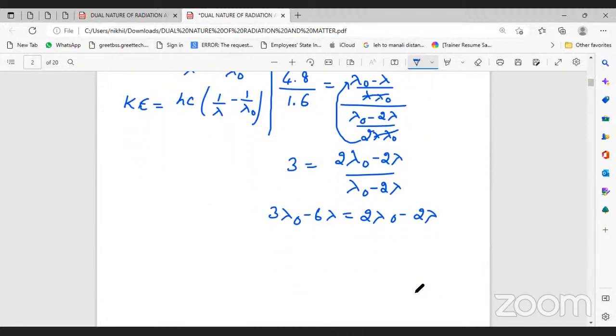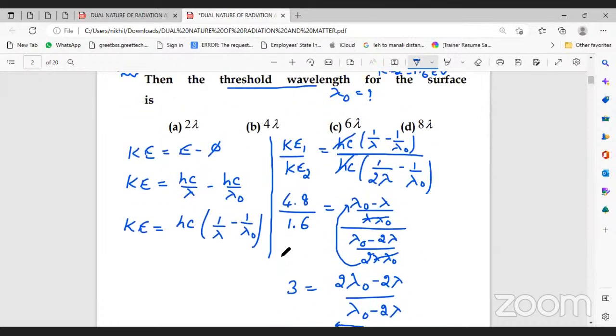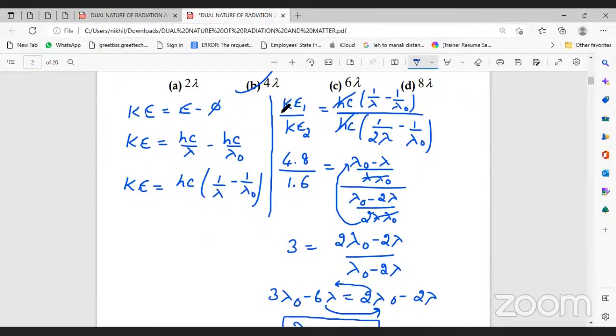Now they are expecting us to find the threshold wavelength. You can shift this 2 lambda naught to this side, so it becomes 3 lambda naught minus 2 lambda naught, which is lambda naught. Minus 6 lambda to this side becomes plus 6 lambda, minus 2 lambda will be 4 lambda. So what is the threshold wavelength for this material? 4 lambda. So you can go with option B.